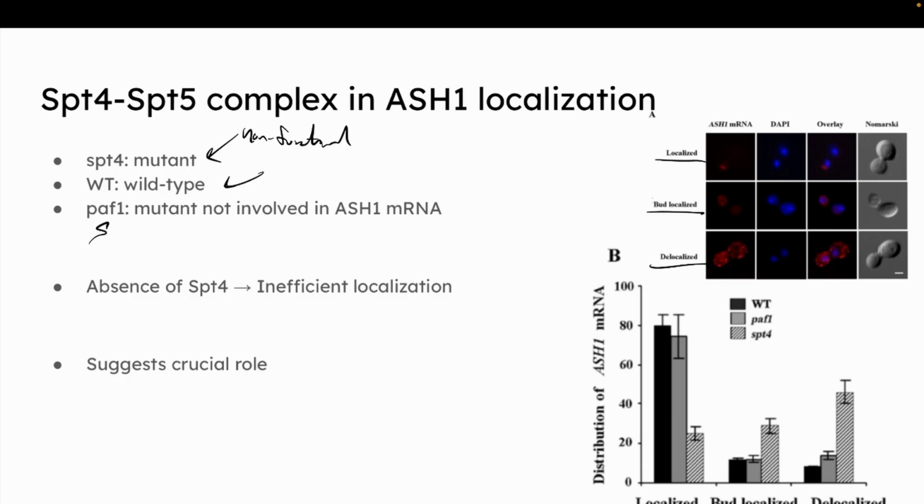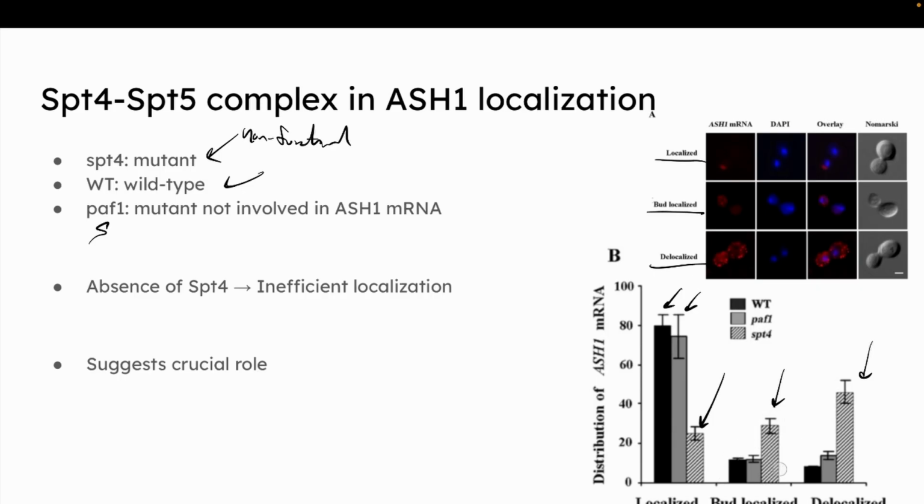Nothing worked. What they found was that in the localized section, we had a lot of wild type and a lot of the other random mutant, right? This makes sense because, well, this is just normal localization. But with the SPT4 mutant, not much of it was in the localized section. In fact, it wasn't really in any section. It was kind of just like all around, right? It's a little in the bud localized, so this suggests that it kind of still does something, right? But at the same time, it's not great because, also if you take a look, bud localized also has a bit of wild type and PAF1.